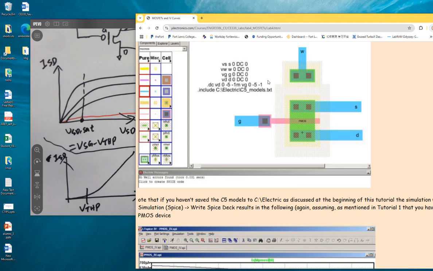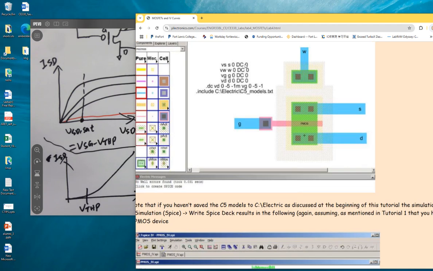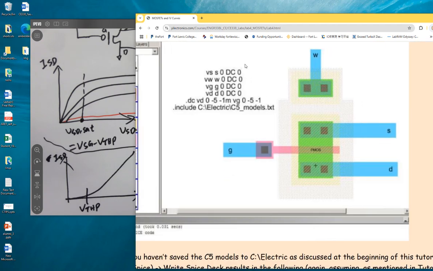Now let's take a look at how the SPICE code is written here. So VS from S to 0 has a DC voltage which is 0. When you are doing a DC sweep, it's a .DC. You don't really need to assign a DC voltage here because you are going to sweep it through a certain range. That's just a certain rule of SPICE.